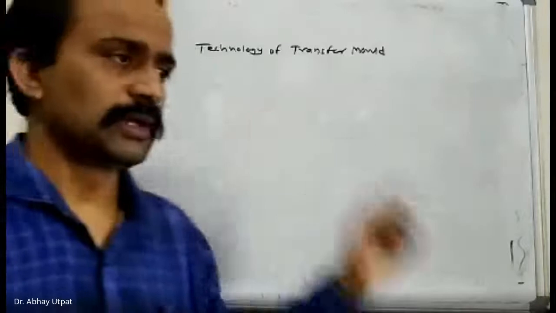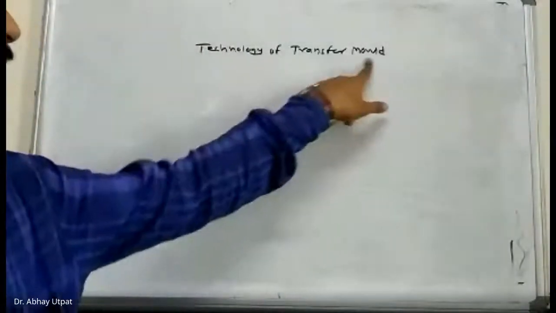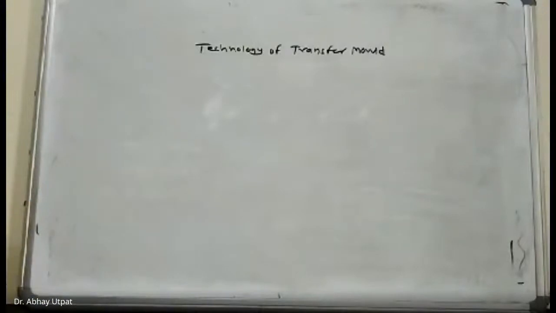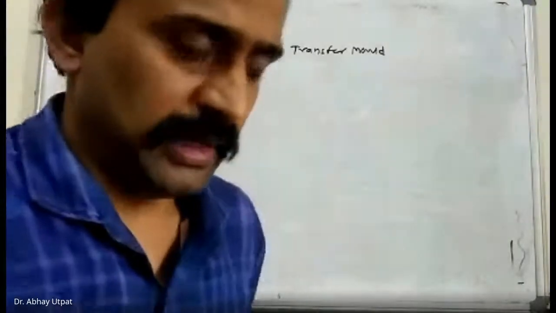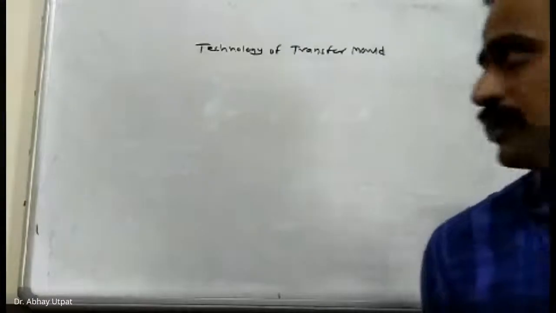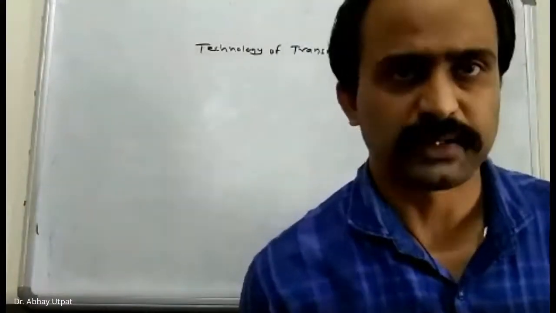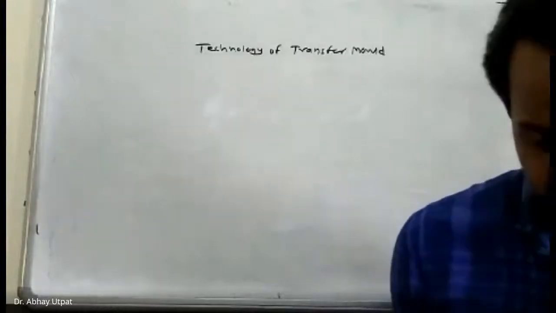Now in today's class, we are going to study the next bit of unit number 5, that is technology of transfer mold. The title of unit number 5 is study of compression molding and technology of transfer mold. This bit may be asked for 3 marks or maximum 4 marks. What is this transfer molding?